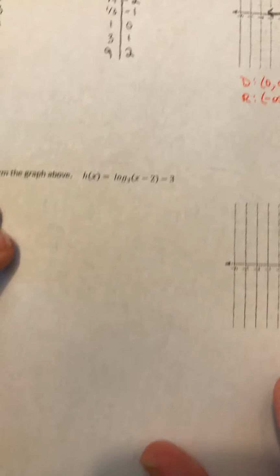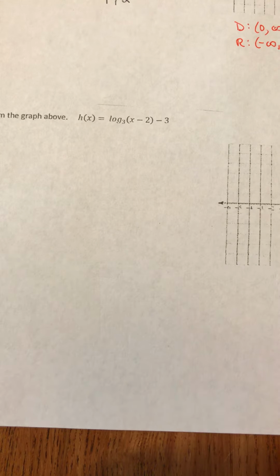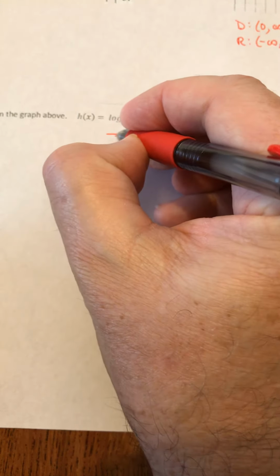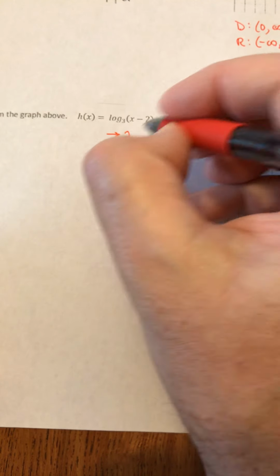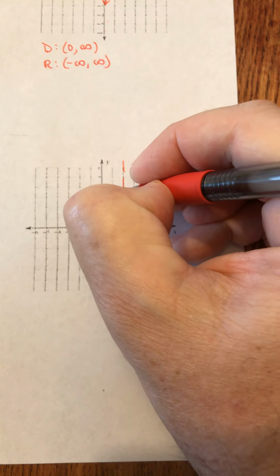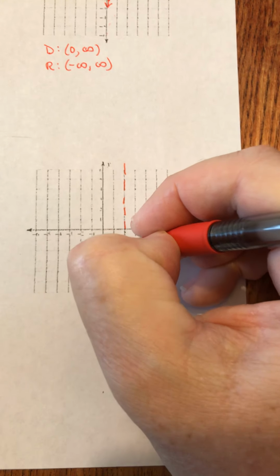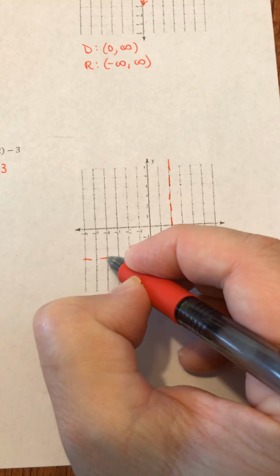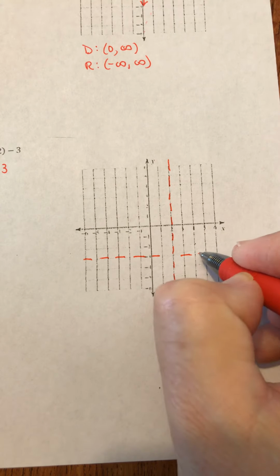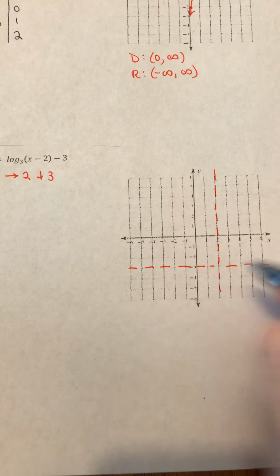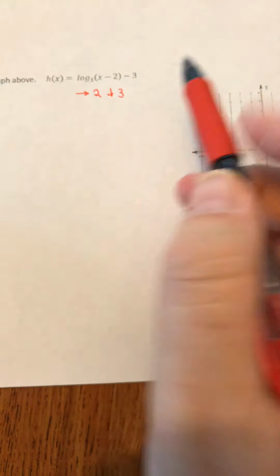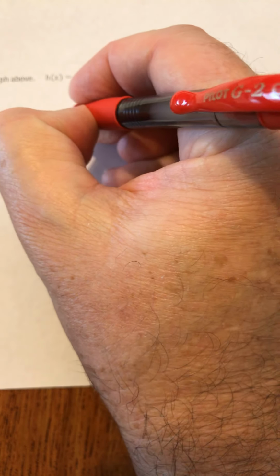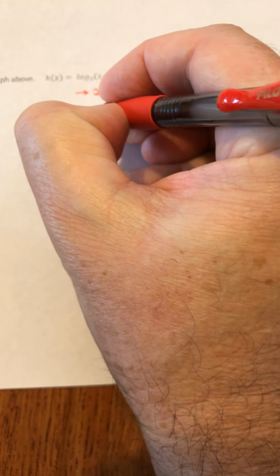All right, this one is just a transformation of the parent function log base 3. The shift is right 2, down 3. So I'm going to put that in right away so I don't forget. Right 2, down 3. Now I don't have to worry about the minus 2 and plus 3. So let's rewrite this without the minus 2 and plus 3.